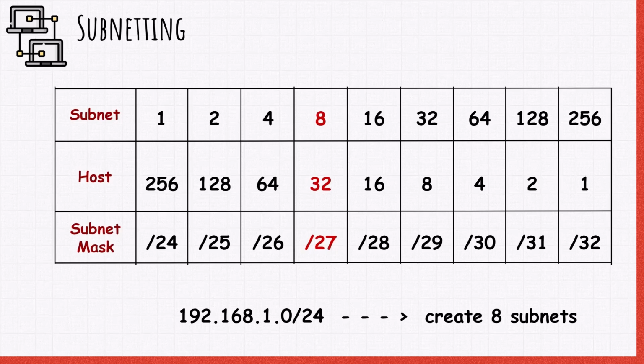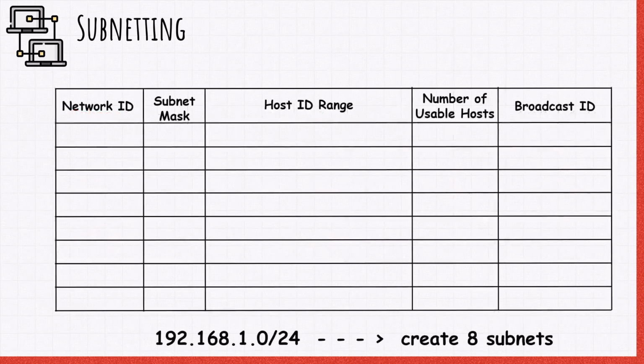So let us find out the network ID, subnet mask, host ID range, and number of usable hosts, as well as the broadcast ID of the example that we mentioned. So let's say the example again.